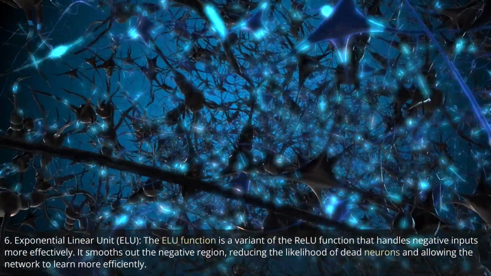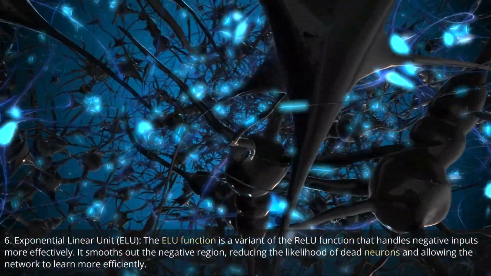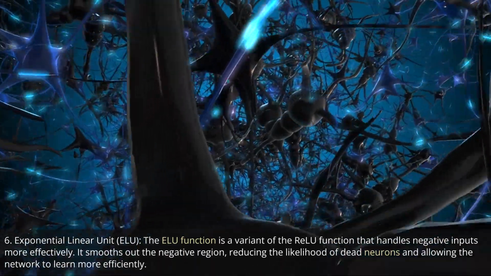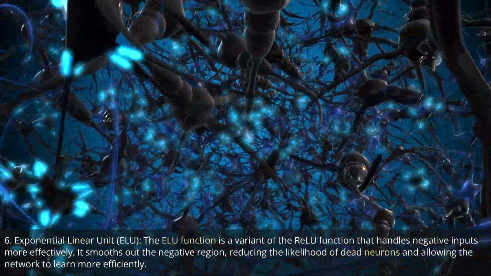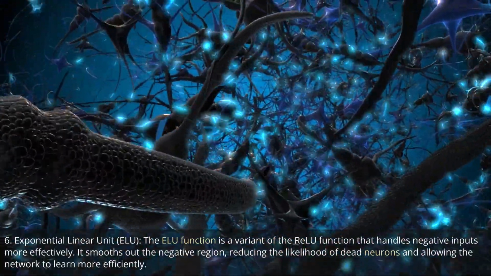6. Exponential linear unit, ELU. The ELU function is a variant of the ReLU function that handles negative inputs more effectively. It smooths out the negative region, reducing the likelihood of dead neurons and allowing the network to learn more efficiently.